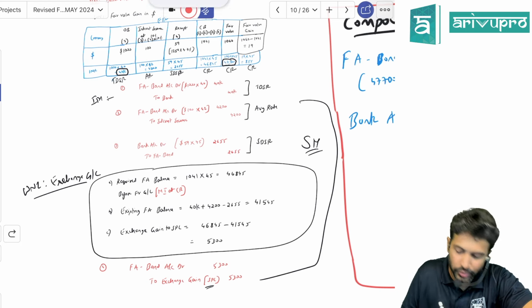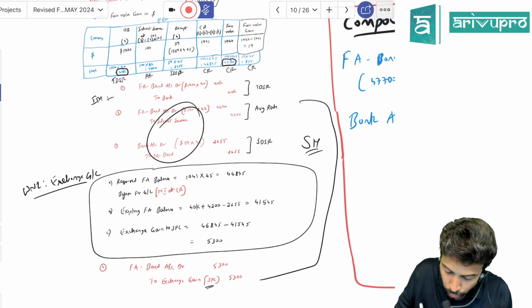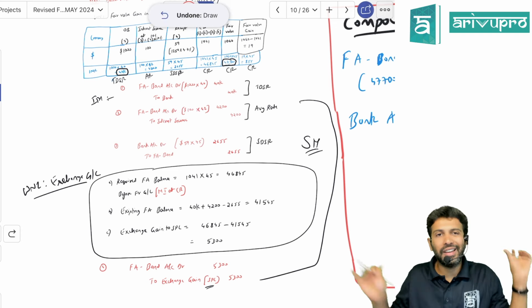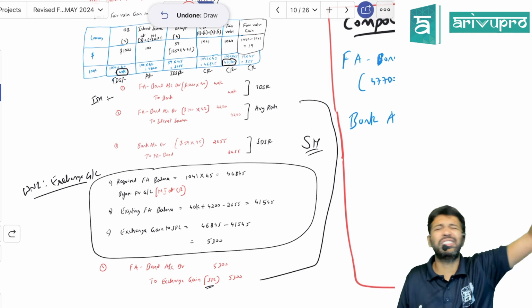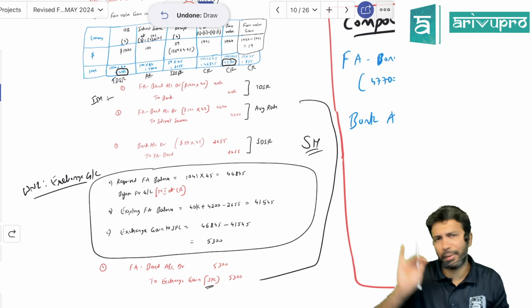This is the first entry for initial measurement, and this is the subsequent measurement. I've shown all entries individually here, these three entries, right? We need to combine them and pass one entry because ICA is presenting like that. So I suggest you follow the same presentation. Even if you show them separately, in my view, it is right only.